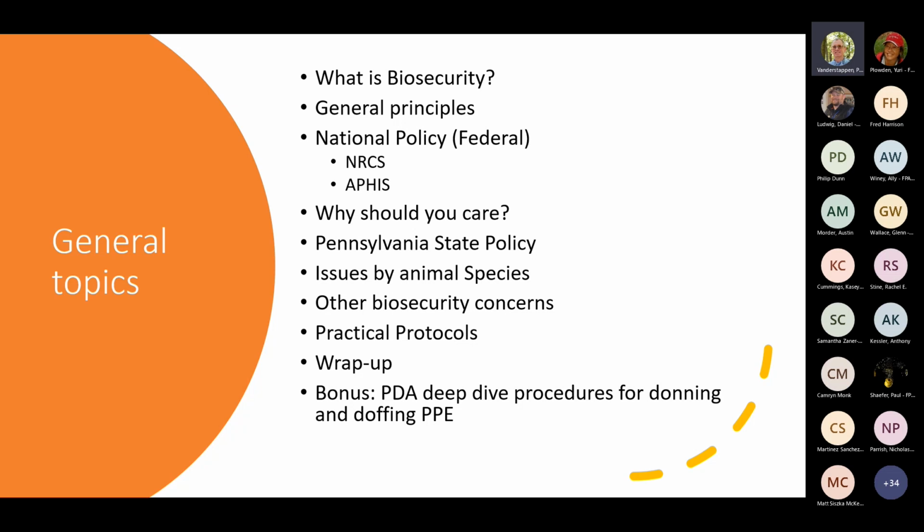We're going to look at issues by animal species, some other biosecurity concerns, and some practical protocols that I think are good practices. They're not really part of biosecurity, but not really talked about that much. I'm going to do a wrap up, and then I'm also going to have a little bonus section that I stole from a PDA on a deep dive into procedures for donning and doffing PPE material. So we're going to try to cover all that here in the next 45 minutes or so.